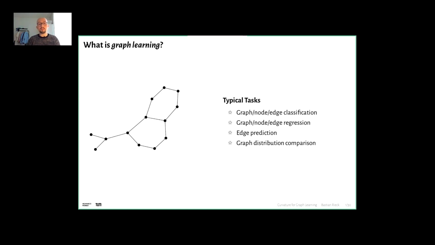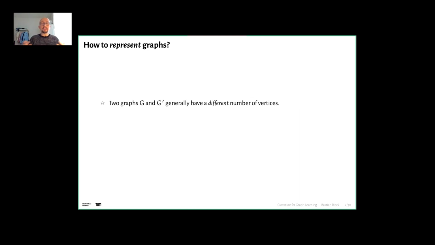And finally, there's also the question, I should maybe say, of graph distribution comparison. So the comparison of graphs along different axes when they are sampled from some kind of underlying distribution, for instance, by some experiment.